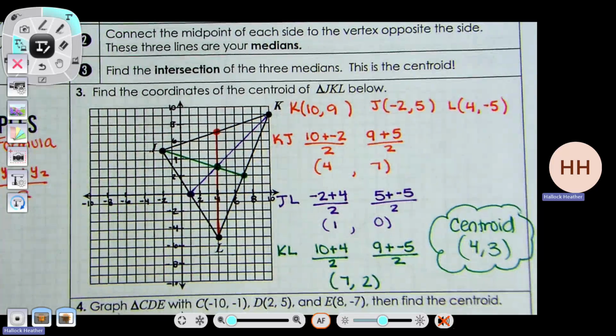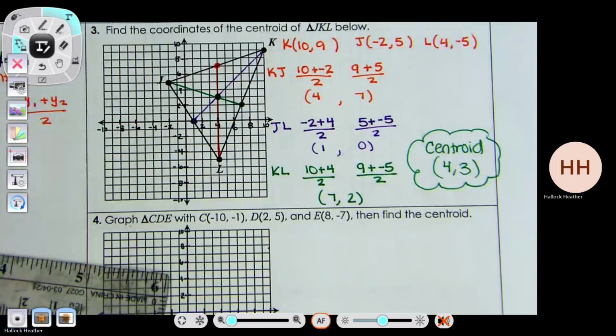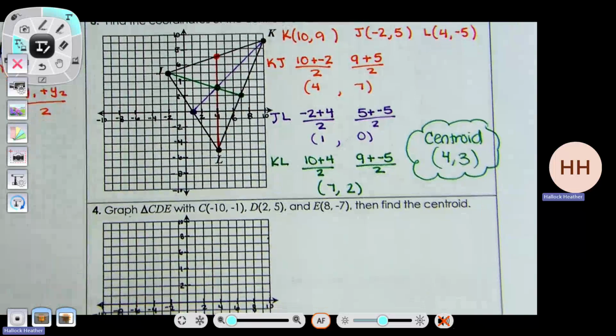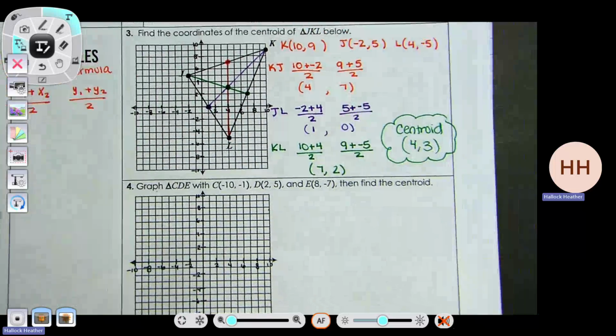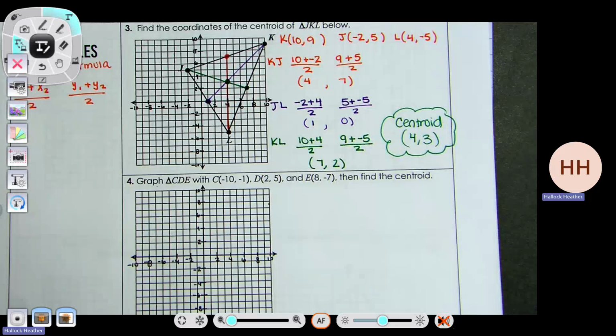So we're going to do the same thing for number 4. Why don't you take a minute? You're going to start by plotting your points to make your triangle.